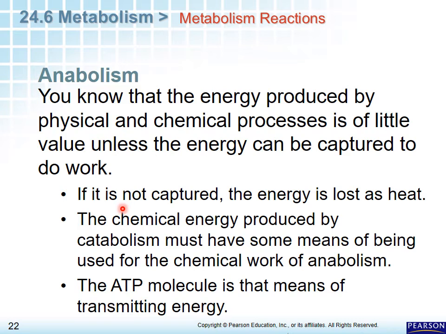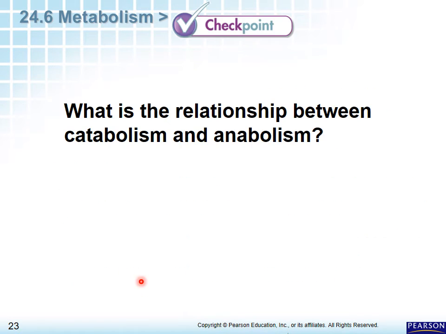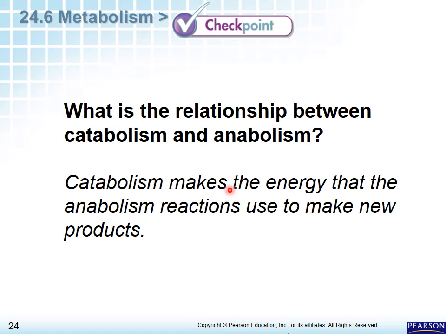Okay, because energy produced, if you're not going to store it, what's going to happen? It's going to be lost. So the chemical energy produced by catabolism must have some means of being used for the chemical work of anabolism. The ATP molecule is that means of transmitting the energy. And who will do it? ATP. Okay, what is the relation between them? Catabolism makes the energy that the anabolism reaction uses to make a new product. It looks like this.